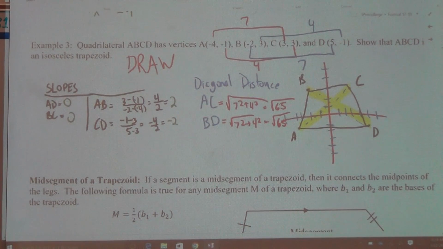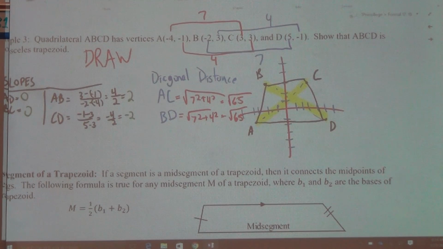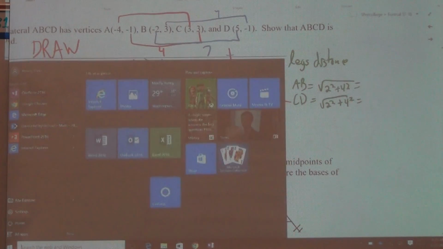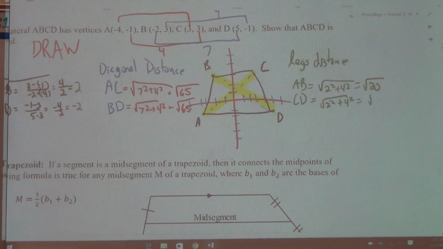Now the diagonals are congruent, and that's confirmation. We could have just as easily done the sides. So if we did legs with distance, we would get that AB and CD, and those values would come out to be 2 squared and 4 squared. So either one of these two would be sufficient. We wouldn't need both of them. But it's good to know all the properties, so we just want to practice in different ways.